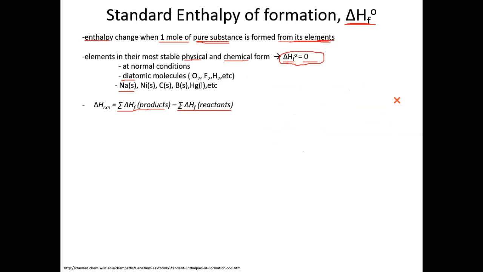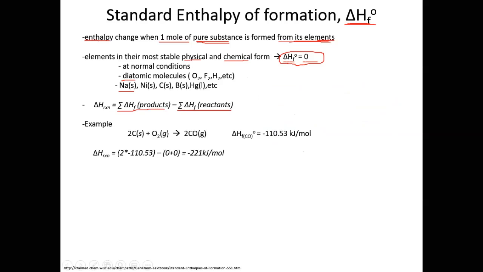Let me just clean up my board here. So first example, we have carbon plus oxygen gives us CO. Again, we look up the heat of formation of CO is negative 110.53. Again, heats of formations come from tabulated values. So if you look in your chemistry book, in one of the appendixes, they'll have all the heat of formations of different compounds. Now, the heat of formation of carbon solid is 0.